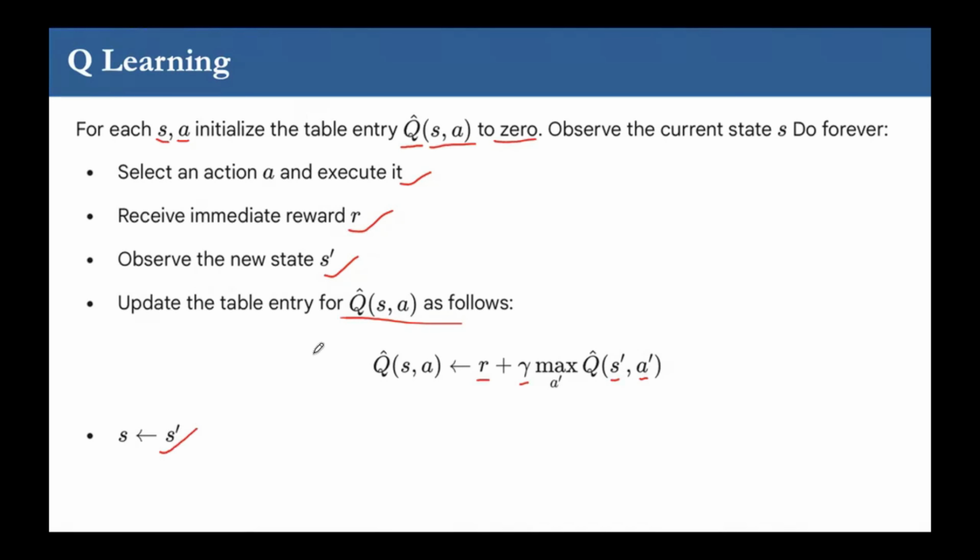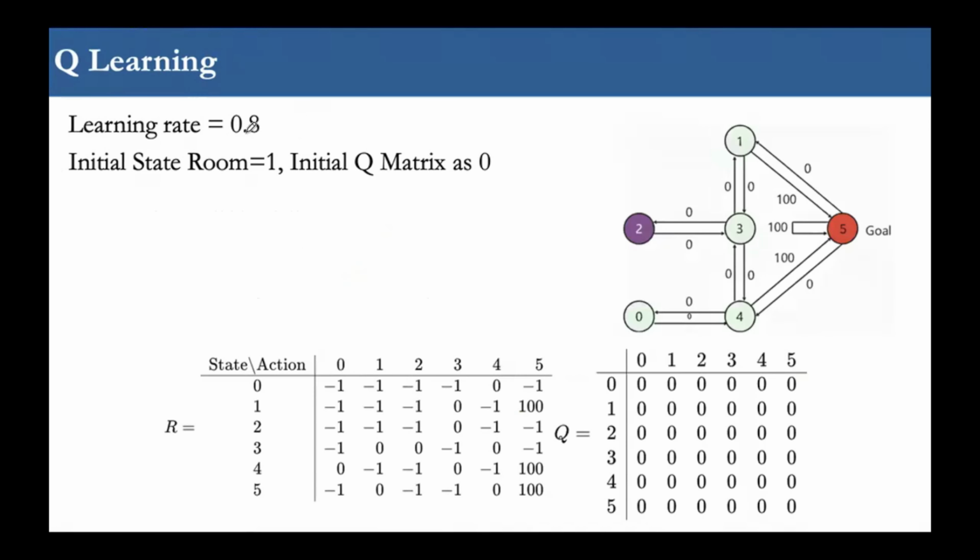We'll apply this algorithm to the example we have seen in the previous slide. So now we fix the learning rate gamma as 0.8 and the initial room is 1, and we initialize the Q matrix. Already we have calculated this reward matrix. This is the reward matrix we have already calculated, and this is the Q matrix. We initialize this Q matrix with value 0.